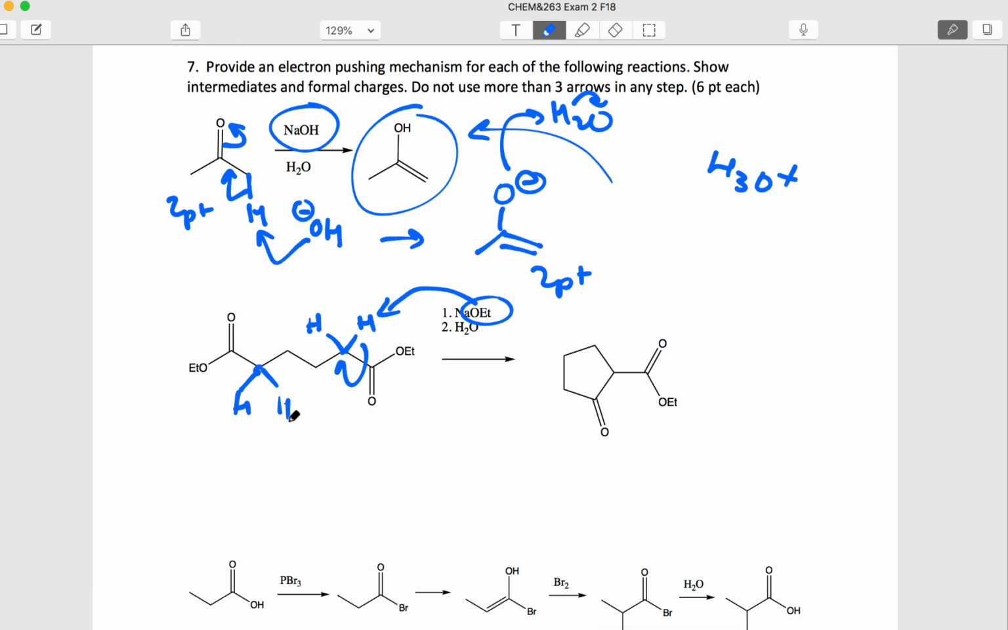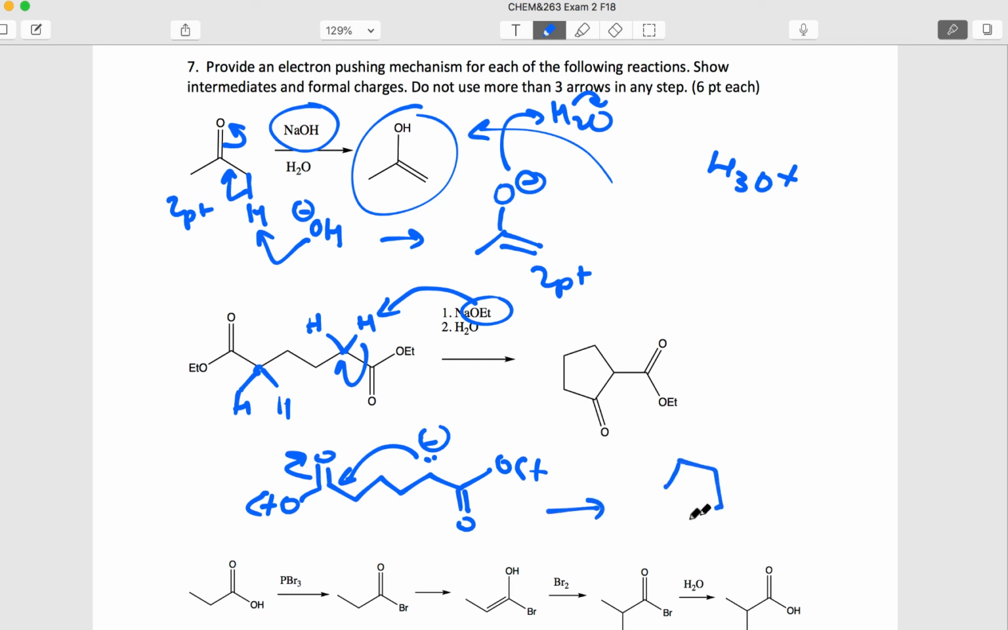Okay, but you just choose one of those positions. Then that gives you your enolate. And that was 2 points to do that, and then another 2 points to do the nucleophilic attack and intramolecular cyclization there. And that will give you this compound. So we're almost there at the cyclization.